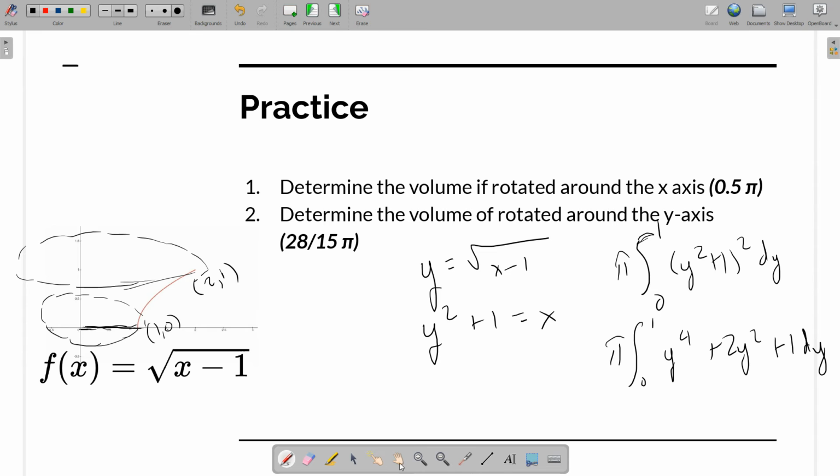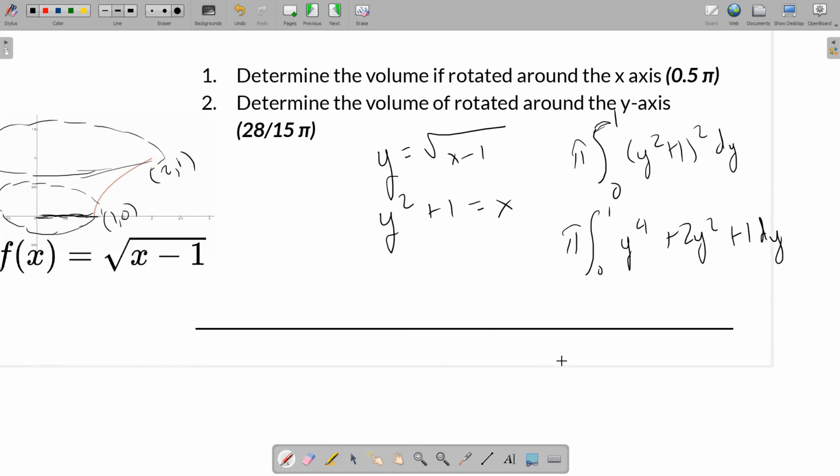And then, of course, I would integrate. And that's going to give me pi times y to the 5th over 5 plus 2y cubed over 3 plus y, close bracket, and I'm integrating from 0 to 1. And again, you would plug your 1 in, plug your 0 in, but you don't really need to do that, and that'll give you your final answer there. So let's go to the next one.